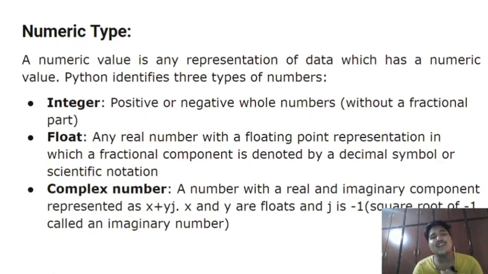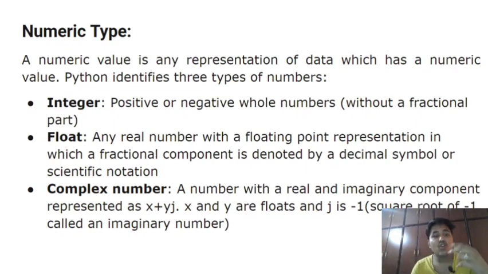A numeric value is the representation of data which has a numeric value. Python identifies three types of numbers. As you can see, we can store only number type data in numeric types. The first one is integer, the second one is float, and the third one is complex. These three are the different numeric types that are available in Python. Is it clear? The first one is integer. Integer means we store whole numbers, from positive to negative. What is float? Float means we store floating values, that means values which have a fractional part also.